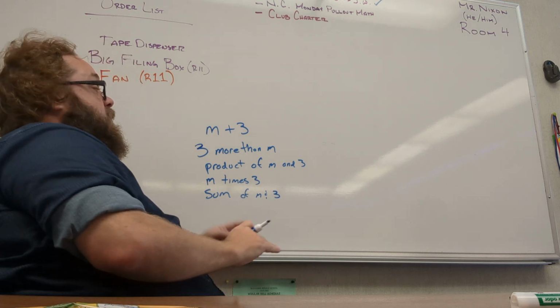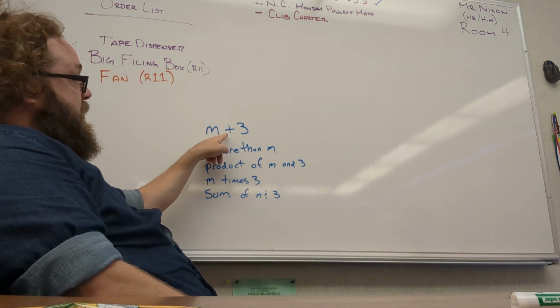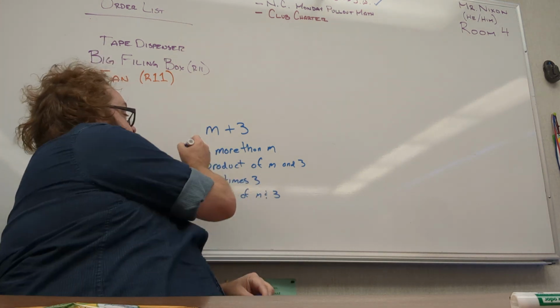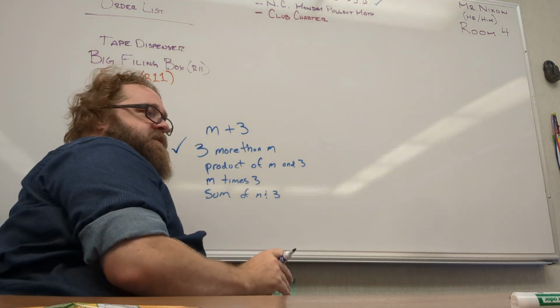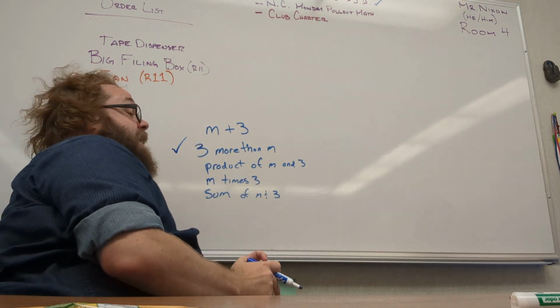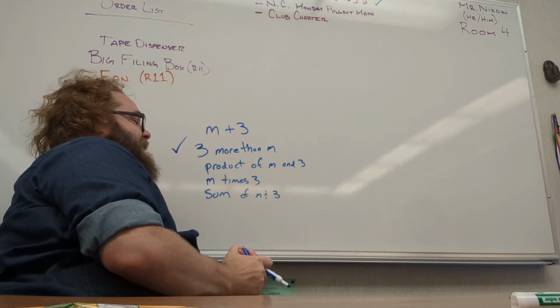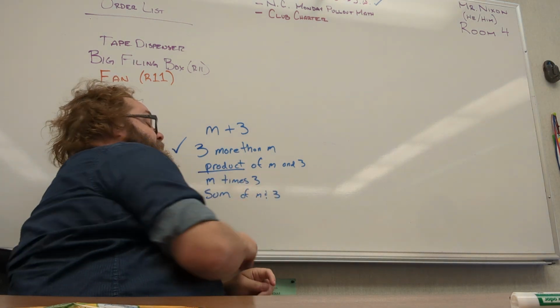Okay, so 3 more than m. Is that adding? More than m. Yeah, so this one's right. Okay, what about the product of? What did we say the product was? What kind of math is that? Is that dividing? Is that adding? Is that multiplication? It's multiplying, right? When we say product, that means multiplying.